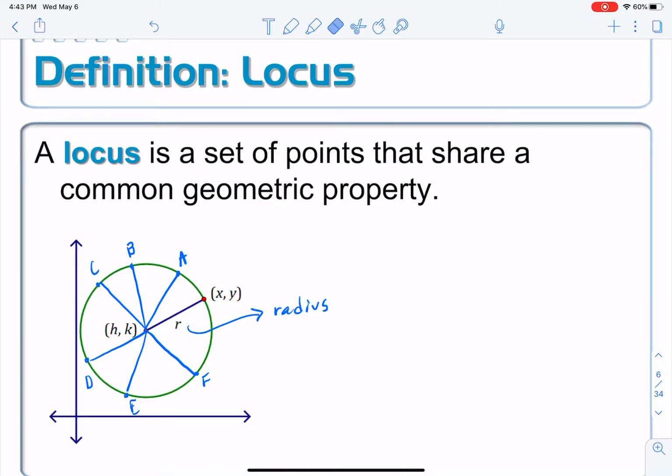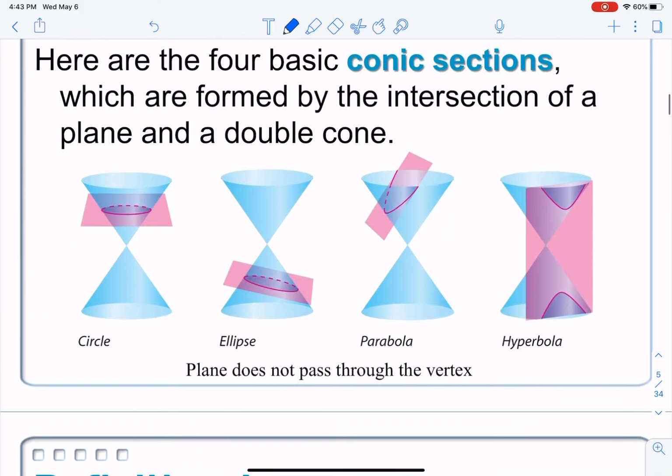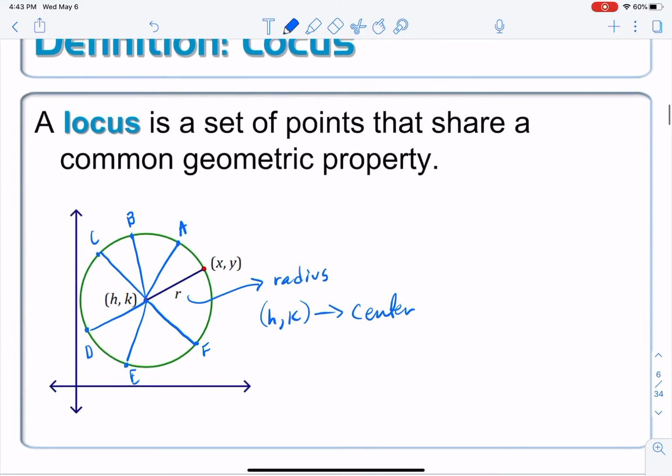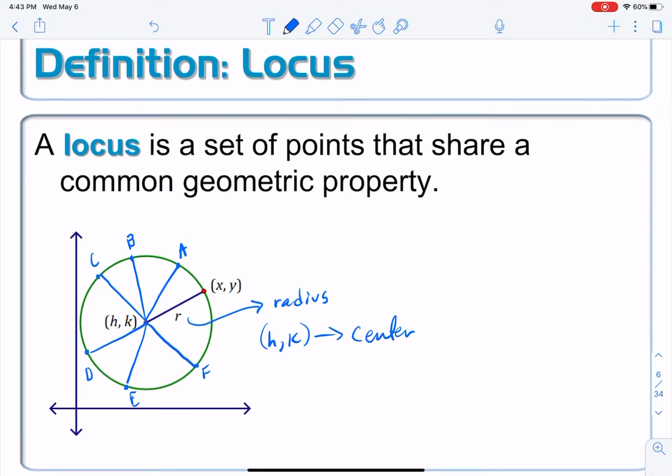And this h comma k, we're using as the center point. It's a very common thing to do. As a matter of fact, in your homework this evening, you're going to be doing something very similar with the parabola. H and K are going to come in there with a vertex. So H and K is a very common set of variables that we use for things.